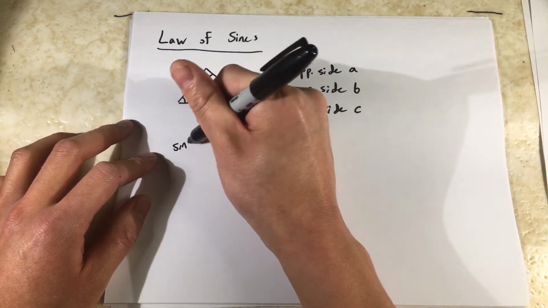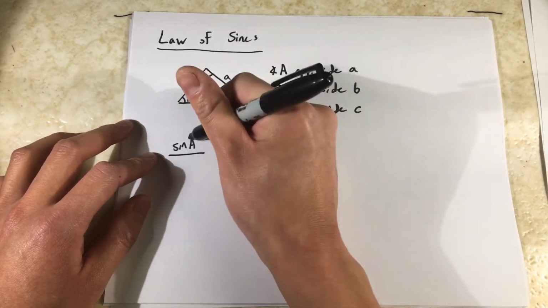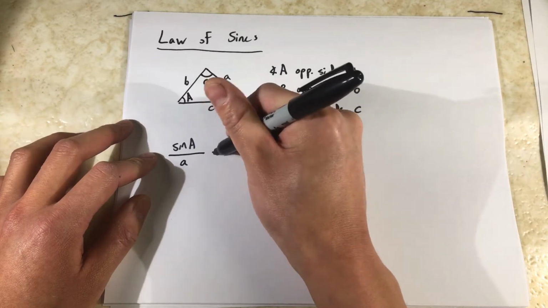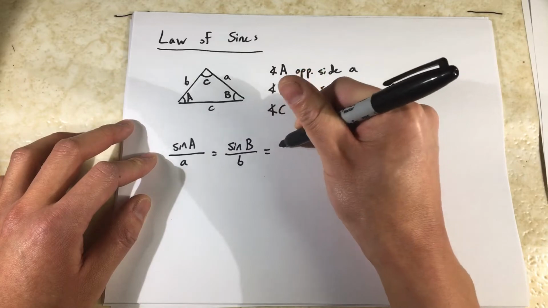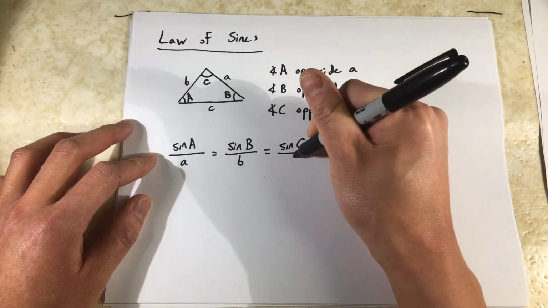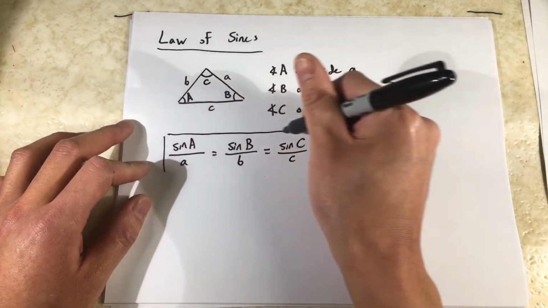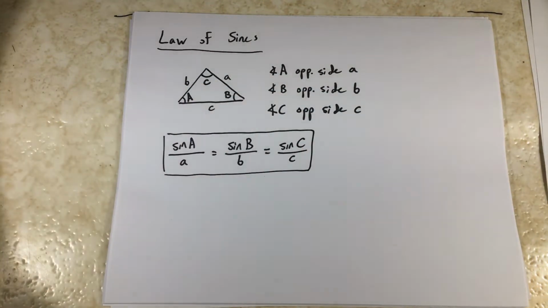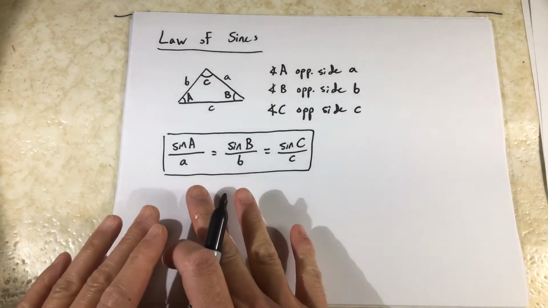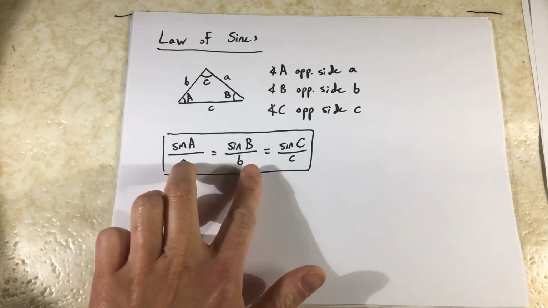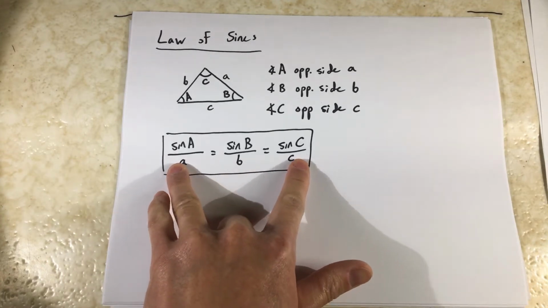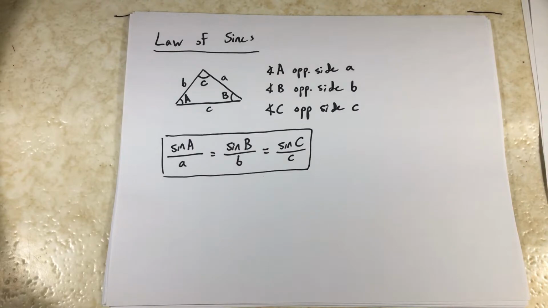Sine of angle A over side a equals sine of angle B over side b equals sine of angle C over side c. So that's the law of sines. Now, this is three parts, and when you're actually applying this, you would normally only pick two. So you set these two equal, or you set these two equal, or you set these two equal. I'll do them in different colors.